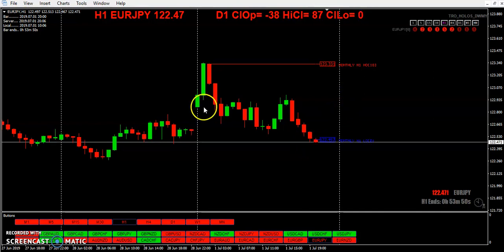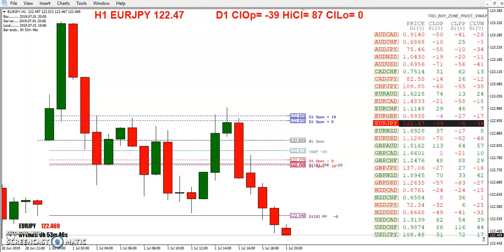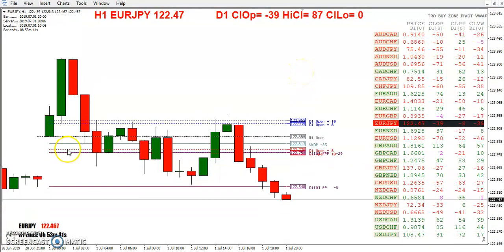Be careful though, but we did fill that gap. You can see that right there. Okay, on the buy zone, we had a negative bias. We also had a gap fill.